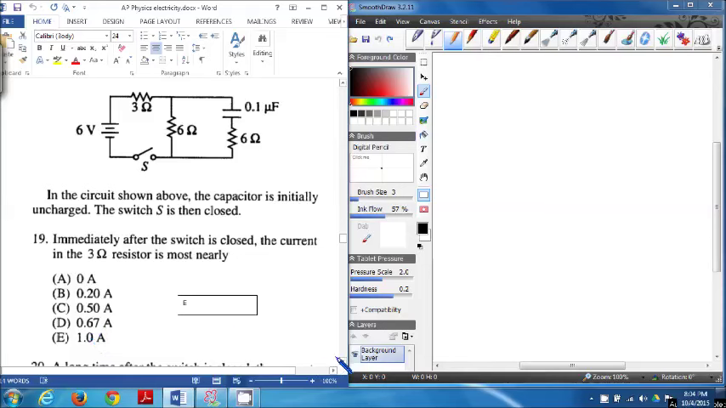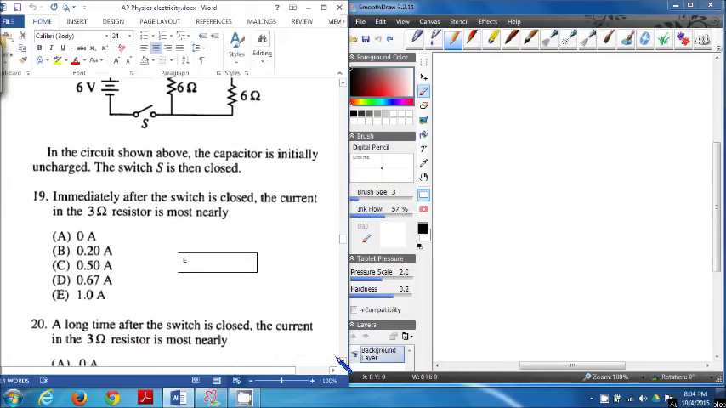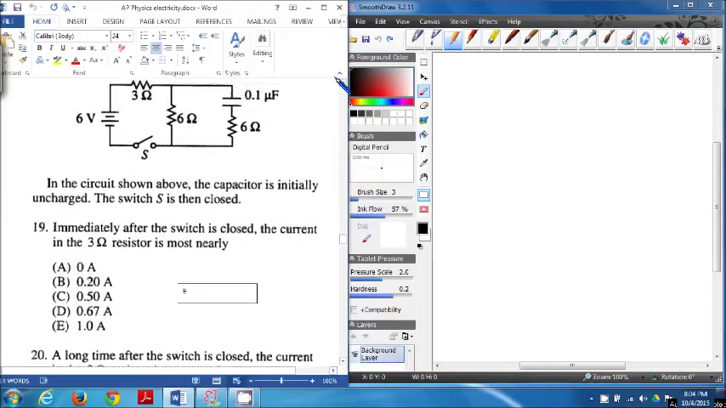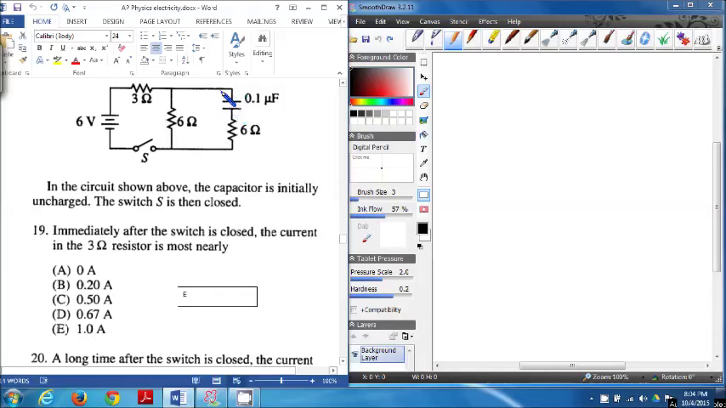But when the switch is closed for a long time, the capacitor will be charged. Then there is no longer current flowing here. Once this is charged, the potential is raised here, so the current doesn't flow. The potential here and the potential here will be the same. So in this branch, there is no current. The current flows only through the 6 ohms and 3 ohms.